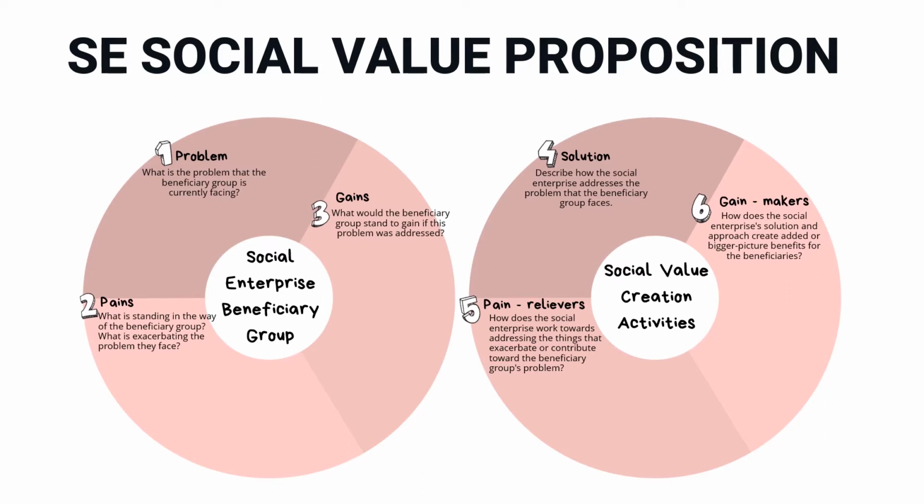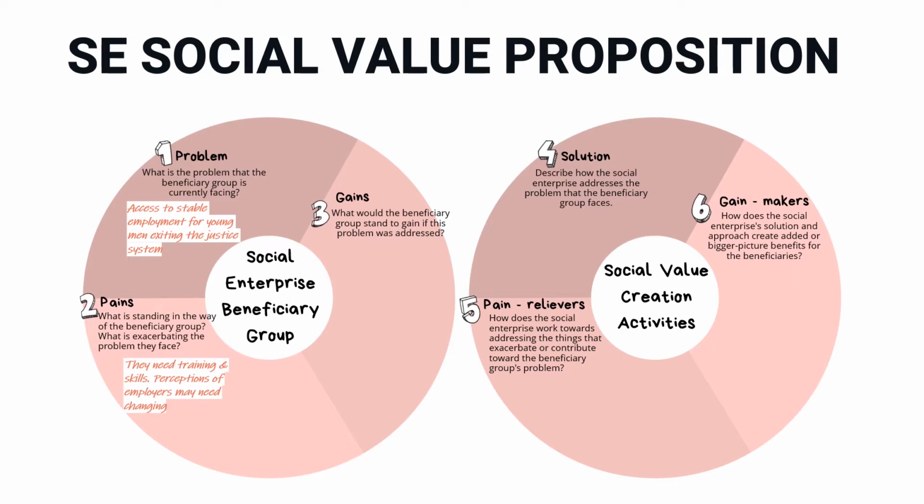First, you are asked to describe the problem that the beneficiary group is currently facing. As an example, let's say that it is access to stable employment for young men exiting the justice system. Next, we consider what is standing in the way of the beneficiary group. What is exacerbating the problem they face? So, for our example, it may be that they need training in skills that will make them employable. Another barrier might be people's perceptions that these young men can't be trusted as employees because of their past.